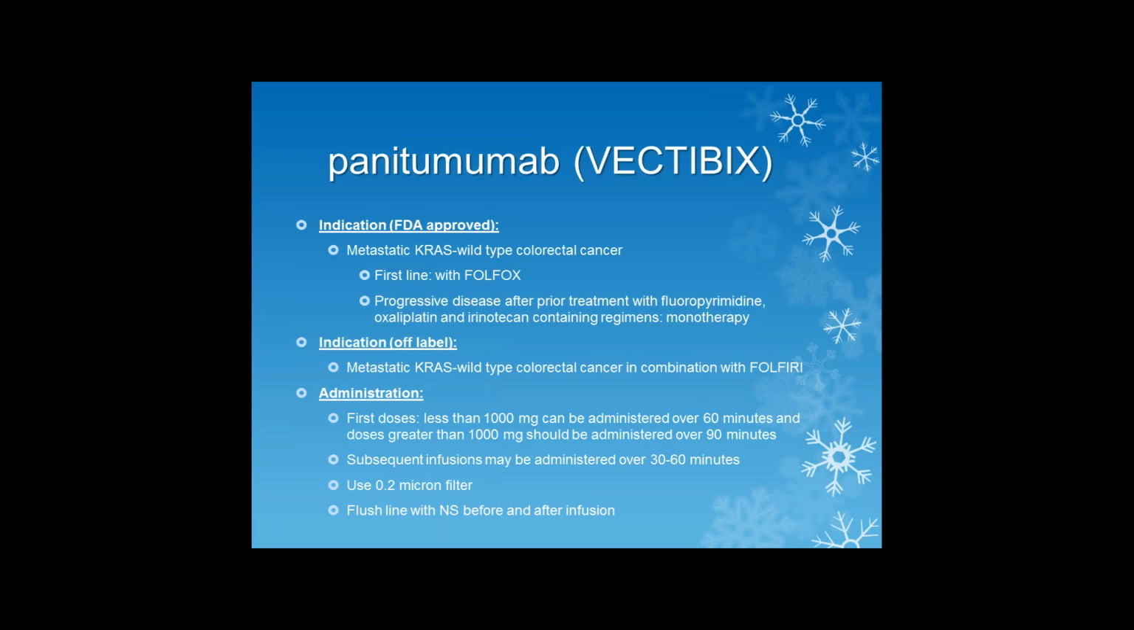So FDA approvals for this guy: metastatic KRAS wild-type colorectal cancer. It's first line with FOLFOX, and then it says progressive disease after prior treatment with 5-FU, oxaliplatin, and irinotecan containing regimens can also be used as monotherapy. And then there was an off-label indication for, instead of first line with FOLFOX, to do it with FOLFIRI. So just probably how it was studied.